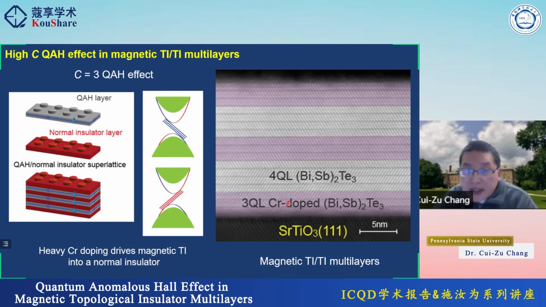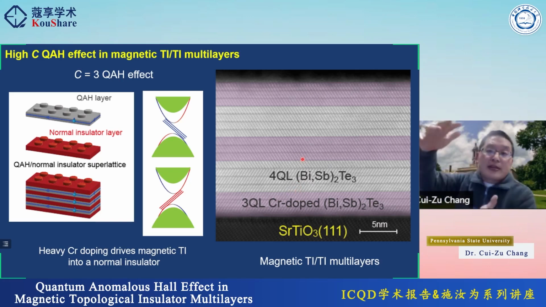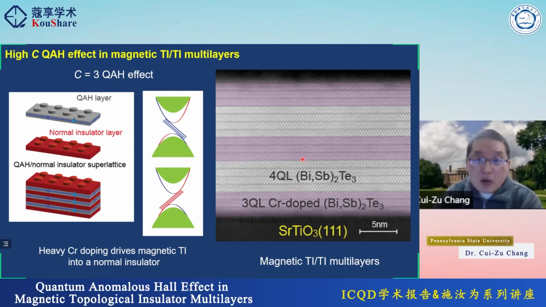And here, the heavily doped magnetic TI plays two roles. One is as the normal insulator, just like a glue to glue the C equals 1 quantum anomalous Hall insulators formed in the undoped TI layers. At the same time, because of the proximity effect, the gap is opened here and here, forming the C equals 1 quantum anomalous Hall insulators. This is the idea we use.